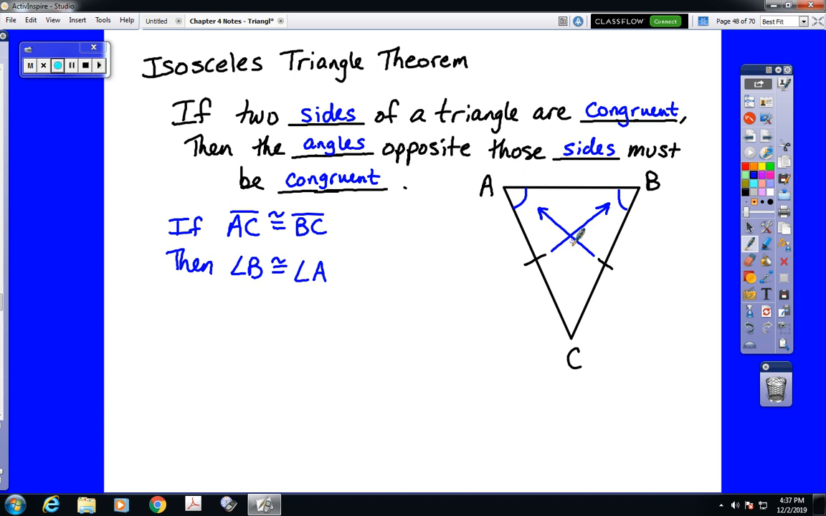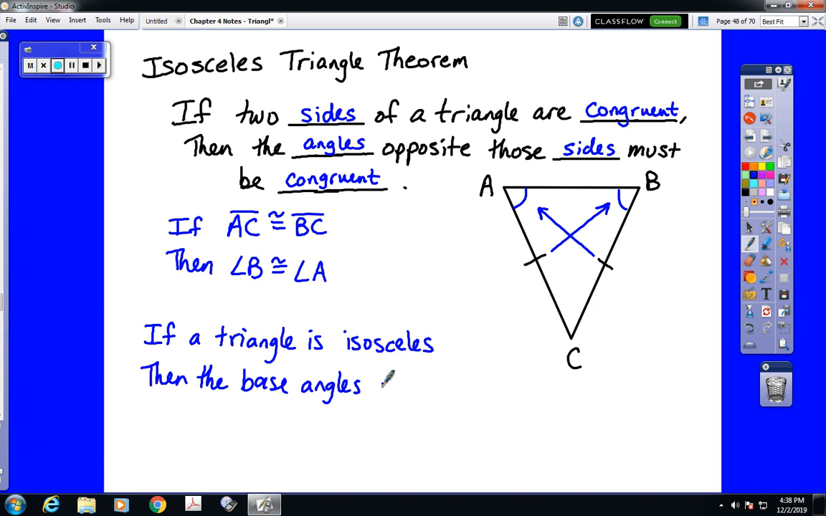Essentially what it is saying is, if a triangle is isosceles, then the base angles are congruent. That is another way to state this exact same rule. If a triangle is isosceles, then the base angles are congruent.